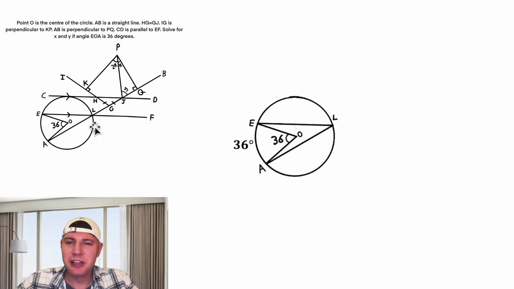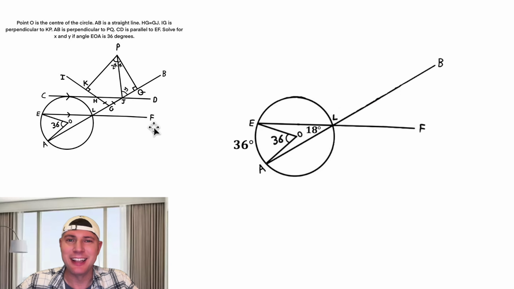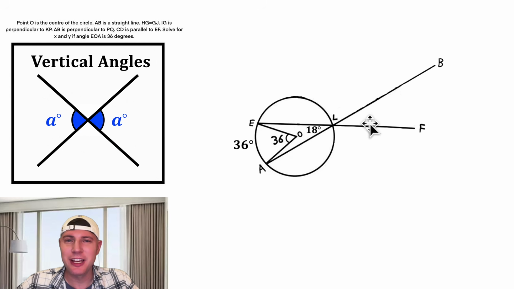And then next, let's bring in this inscribed angle at L. Using these notes, the inscribed angle of a circle is always half of the subtended arc. So this is going to be 18 degrees. And now let's bring in LB and LF. This is a vertical angle, and using these notes, vertical angles are congruent, which makes this 18 degrees.